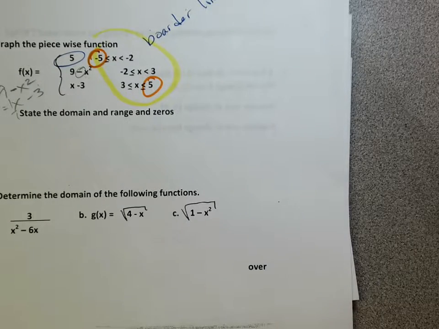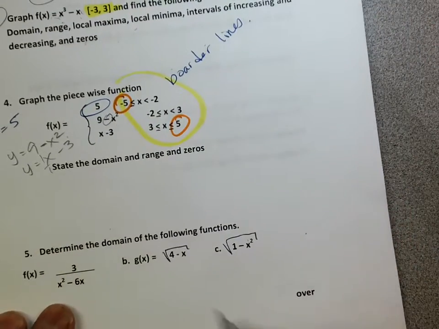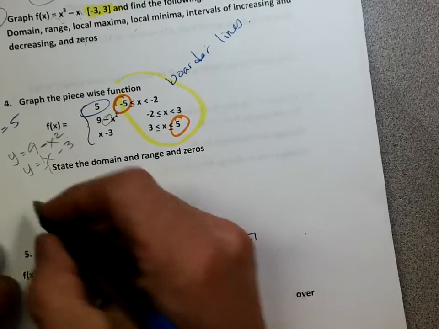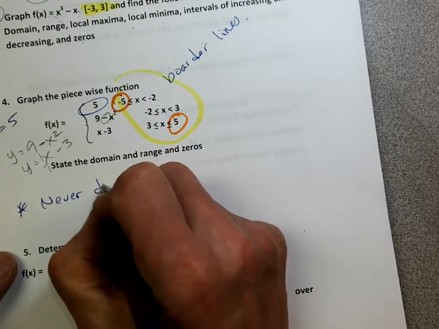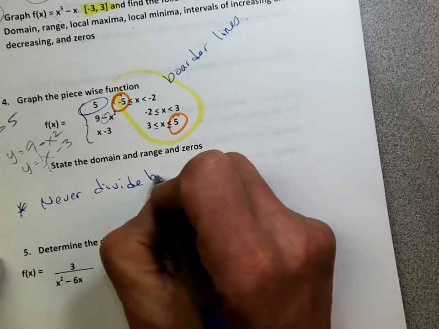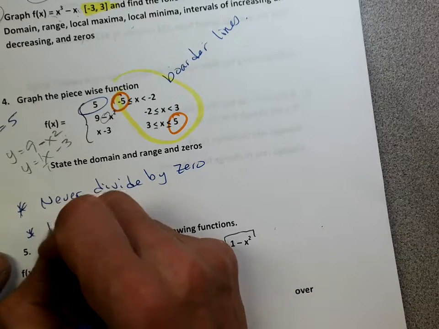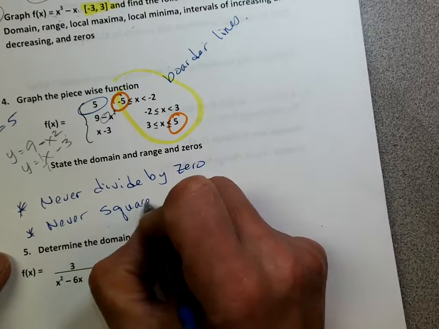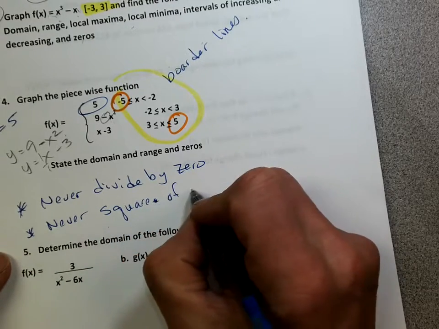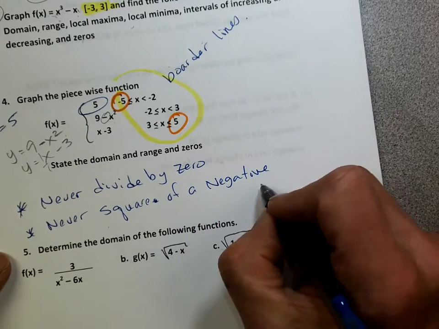All right. Example 5, domain. Before we do any domain thing on these, we got to write down 2 important things. One, first of all, on domain, never divide by 0, because that will make Cookie Monster sad, right? And never have a square root of a negative number, okay?